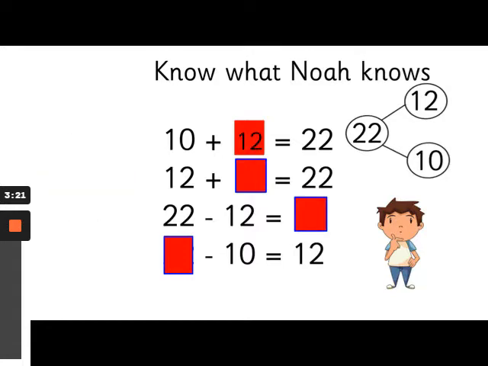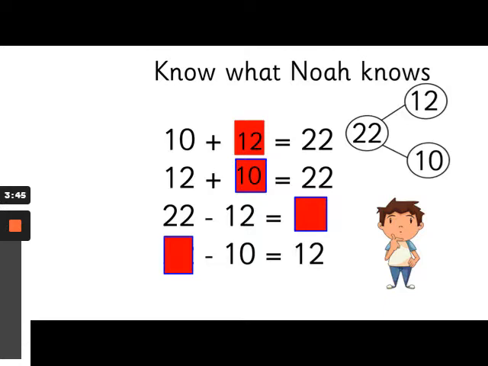Fantastic, the answer is 12. 10 plus 12 equals 22. The next one is 12 plus something equals 22. Use the part whole model to help you if you're not sure. Pause the video and write down what you think the answer is. Well done, the answer is 10. 12 plus 10 equals 22.